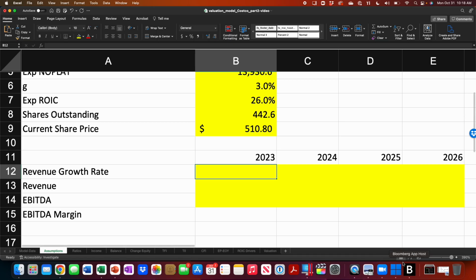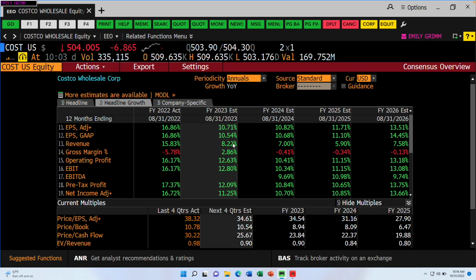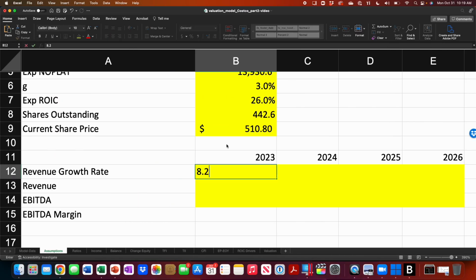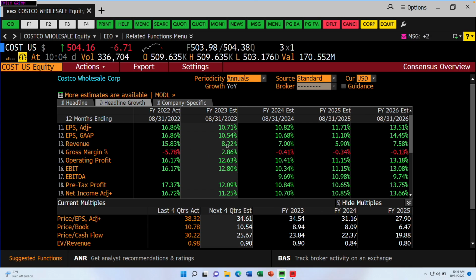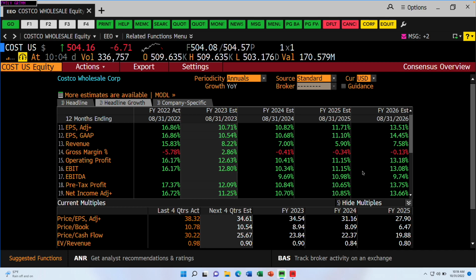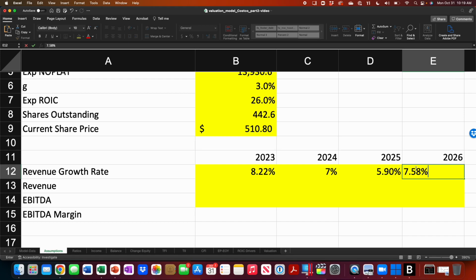So starting for Costco revenue growth rate, first year, you can see actual 1, 2, 3, 4. These are the forecast years. 8.22%. So 7%. 5.9% growth. And 7.58% growth. That's what the market is expecting for Costco today.